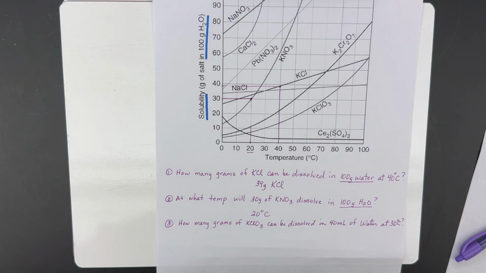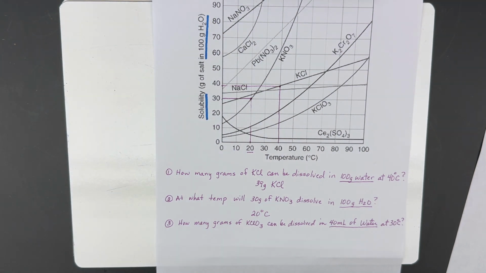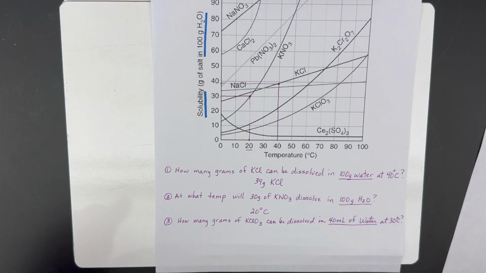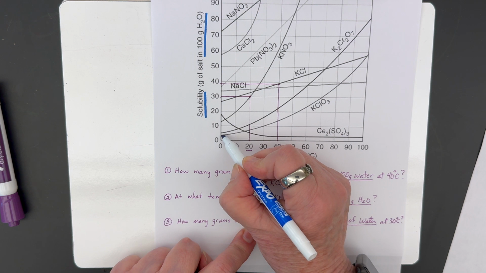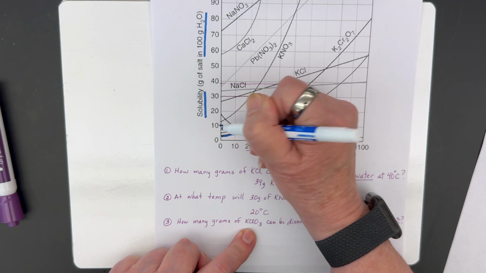For problem 3, we're asked how many grams of KClO3 can be dissolved in 40 milliliters of water at 30 degrees Celsius. So now we have 40 milliliters of water. That's not 100. So we're going to use a ratio to figure this out. The first thing we're going to do on our ratio is figure out, well, what if it was 100 milliliters of water? How many grams of this could we dissolve in 100 milliliters of water at 30 degrees? So we're going to go to 30 degrees, and we're going to go up to KClO3, which is this line. And at 30 degrees, looks like we're right there at 10 grams.